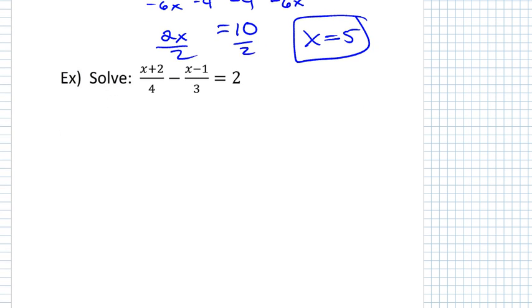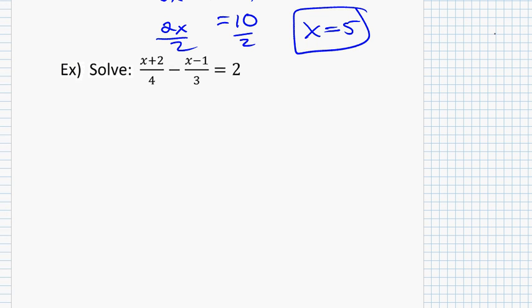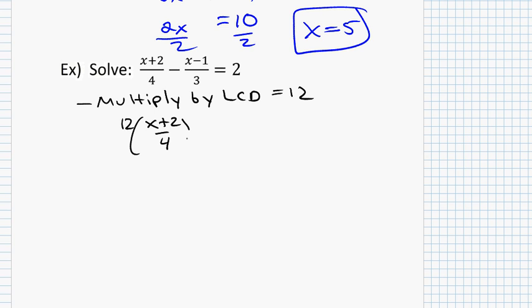The second problem deals with fractions. And remember, if you have fractions, the easiest way to do this would be to multiply by the lowest common denominator. In this case, the lowest common denominator would be 12. So you're going to take that 12 and you're going to multiply it by each term to get rid of the fractions.